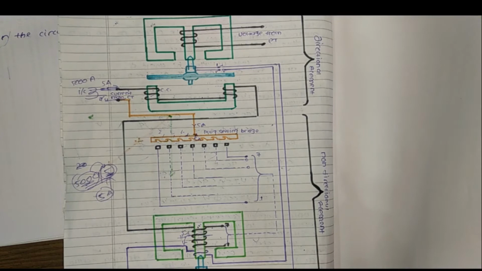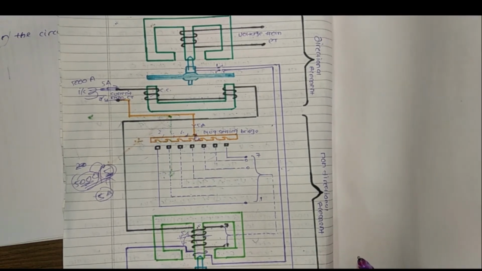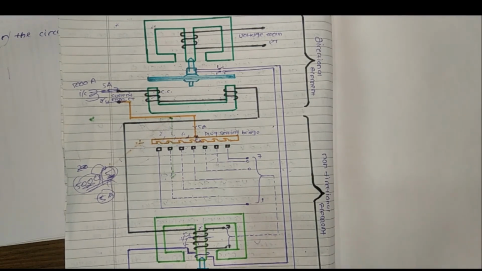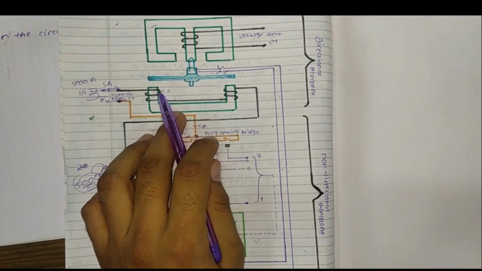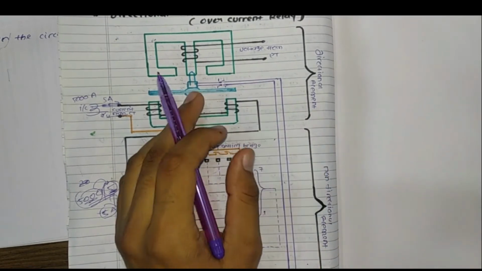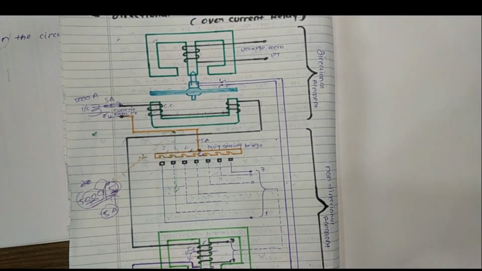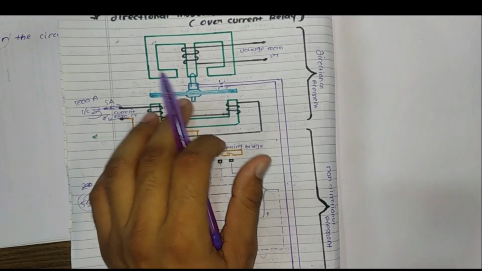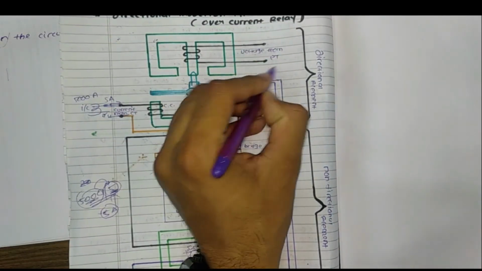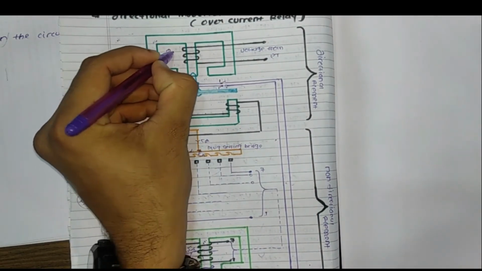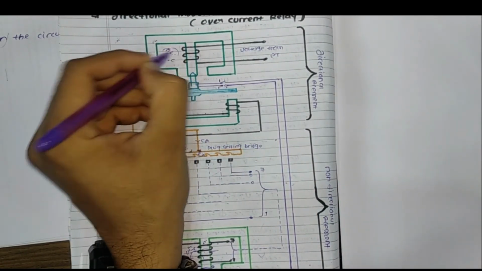The directional element is nothing but a directional power relay, which operates when power in the circuit flows in a particular direction. This is the directional relay. It is one type of specific directional relay, and the voltage coil of this element is energized by the system voltage through the potential transformer. So here the voltage from the PT is given, and this coil is the potential coil, or you can say the voltage coil.